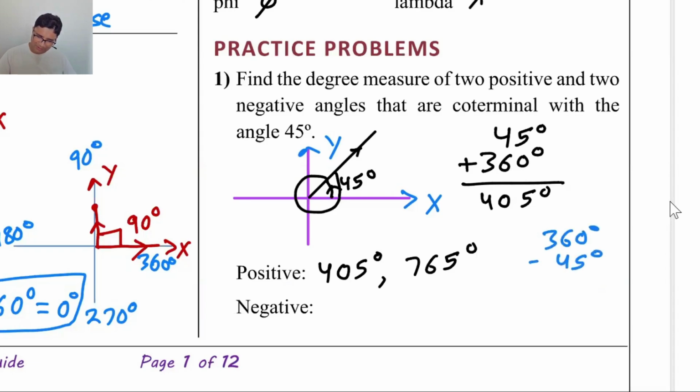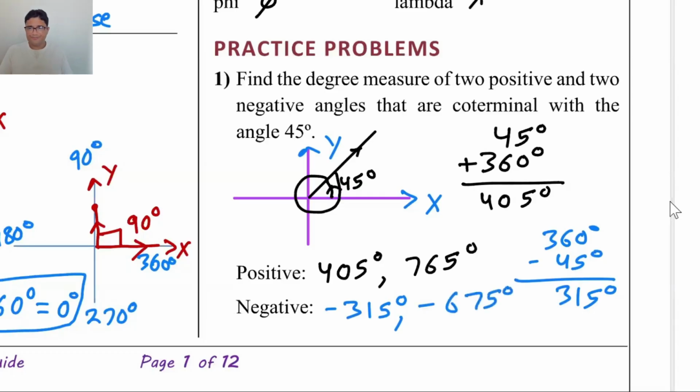From 360 degrees, subtract 45, you get 315. But now you write the negative value because you are doing the subtraction the other way, right? Negative value, negative 315. And then add another 360 to it. And that will give you 675. Okay.